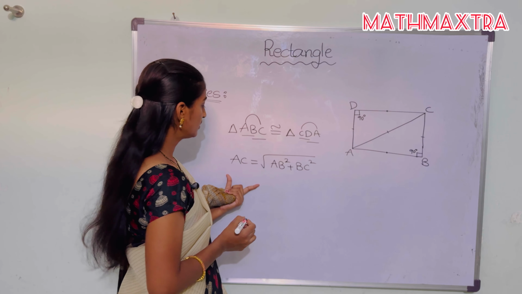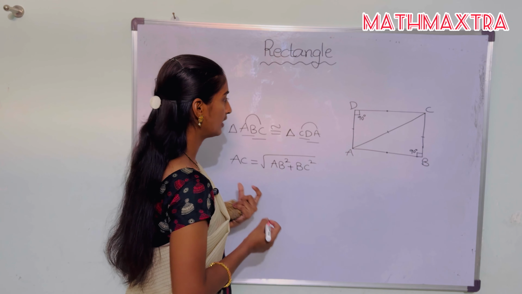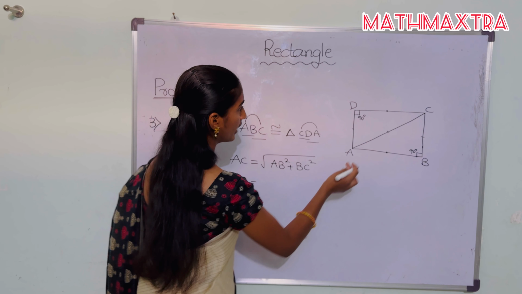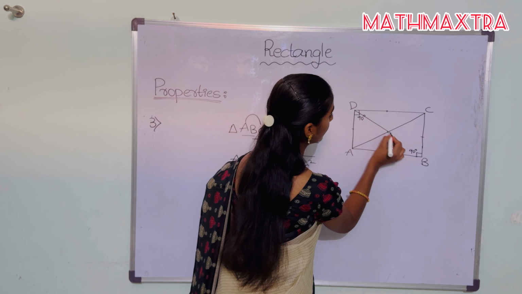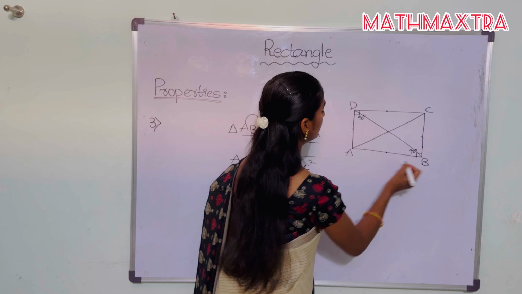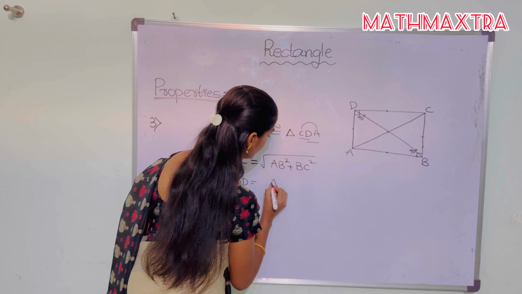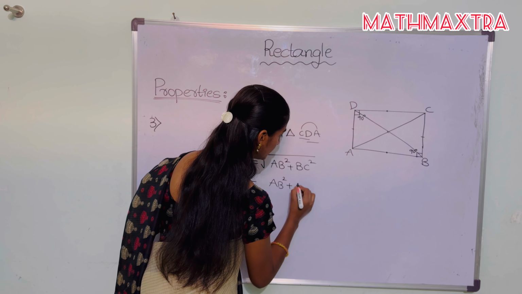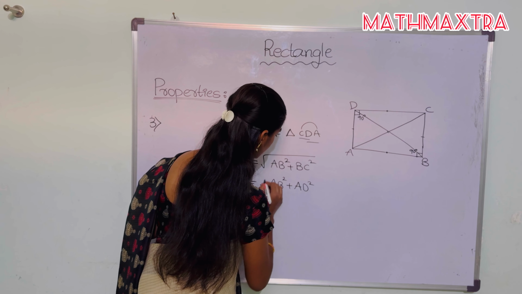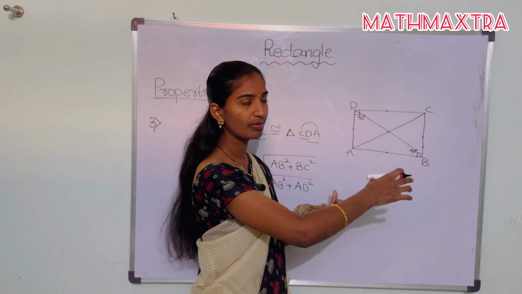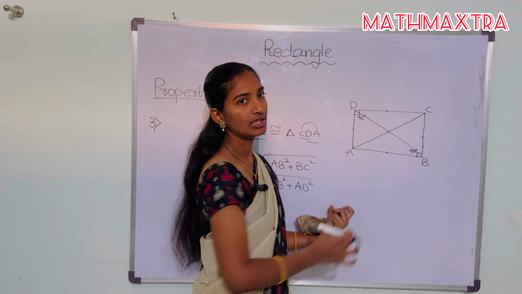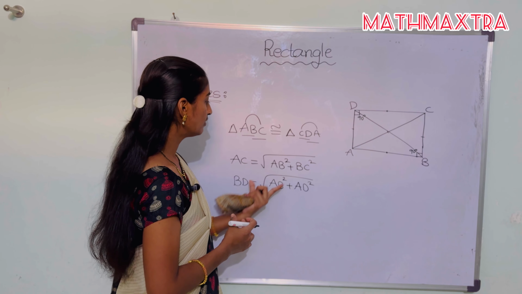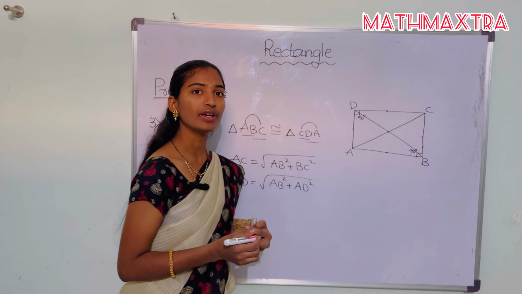Okay, this is the length of the diagonal, and you can also measure BD length. What happens if you draw the BD diagonal here? So from this you can write that the length of BD is also equal to the root of AB square plus AD square. Okay, as this is a right angle triangle, it holds the property that the hypotenuse square is equal to the sum of the squares of the sides. Okay, so by that we can calculate the length of the diagonal of a rectangle.